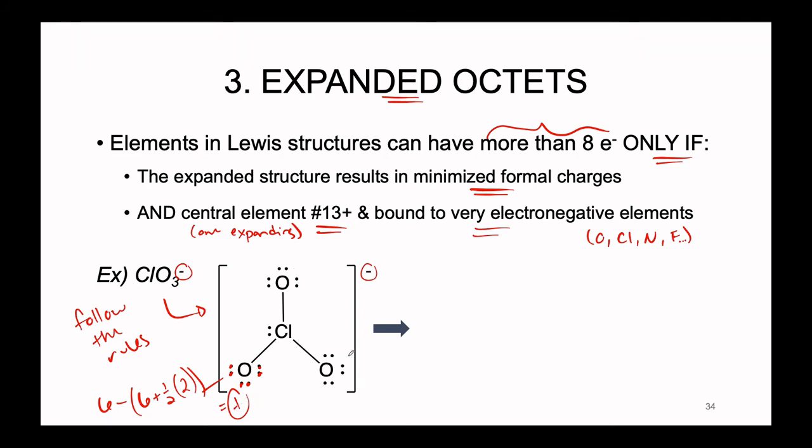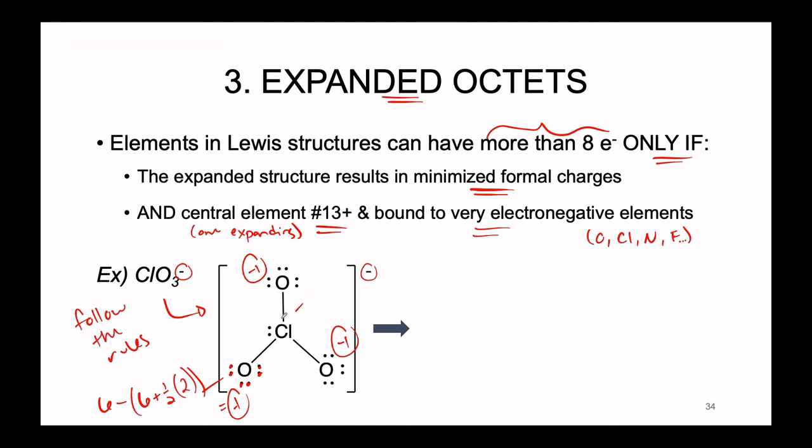Since each of the oxygens present in the structure looks the exact same, they're also each going to have a formal charge of -1. So far, we can already see that we do not have minimized formal charges. There's plenty of negativity to go around, and the counter positivity has to be in the center here.